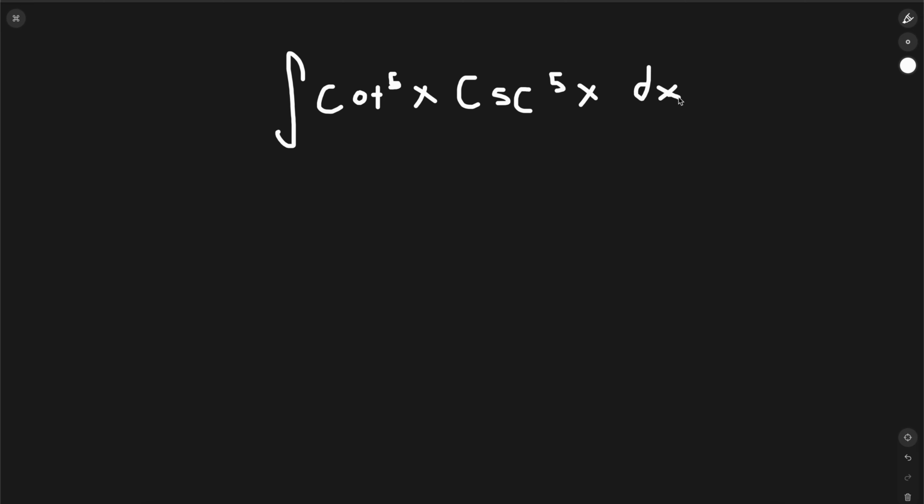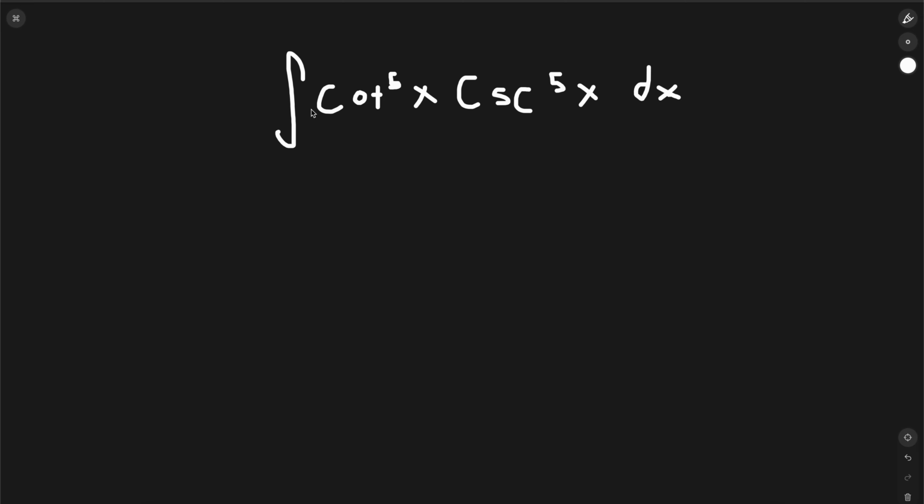We remember that if cotangent is odd, we strip off a cosecant cotangent. But if cosecant is even, we strip off a cosecant squared of x. And you can notice here that cosecant is odd, but cotangent is odd. So using that knowledge, we're going to use the rule that we have to strip off a cosecant cotangent x.